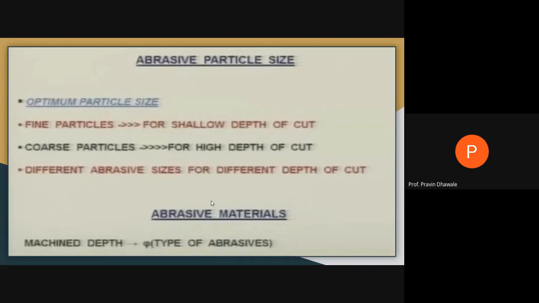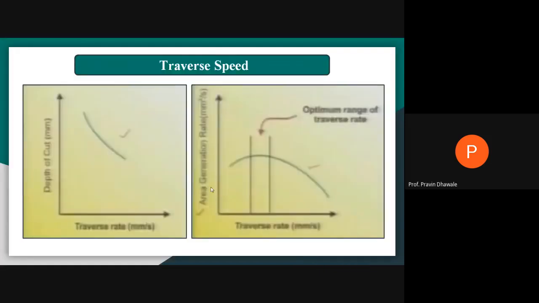Just read this slide. Diagram is not clear, image is not available in this diagram.